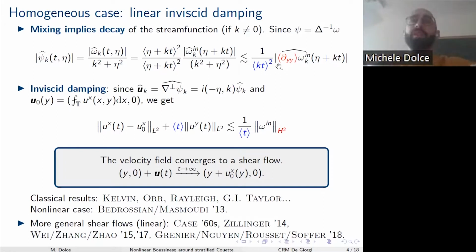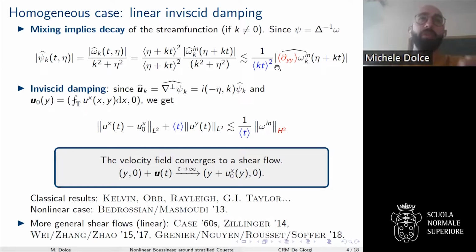But what is really important is that you are paying two derivatives to actually get a power of t squared here. And this is an essential feature. You always lose derivatives if you want to get some decay in negative Sobolev norms. Now, since we are talking about fluids, we are actually interested in what happens to the velocity field, which is nothing more than the orthogonal gradient of the stream function.